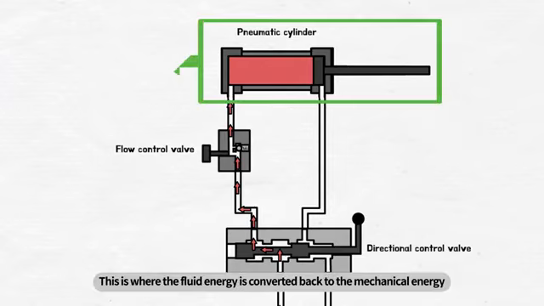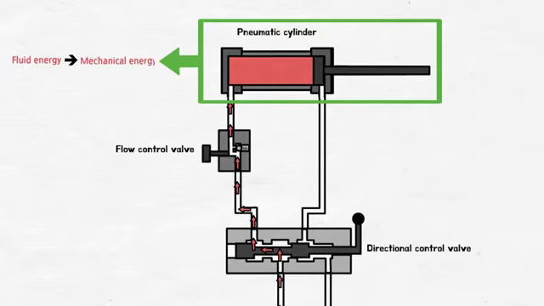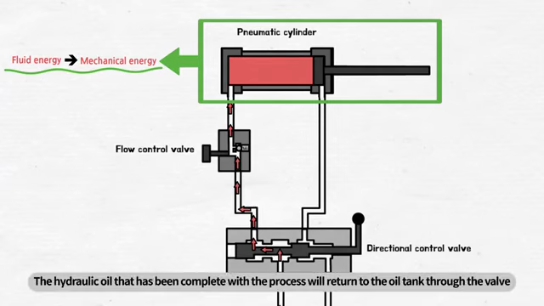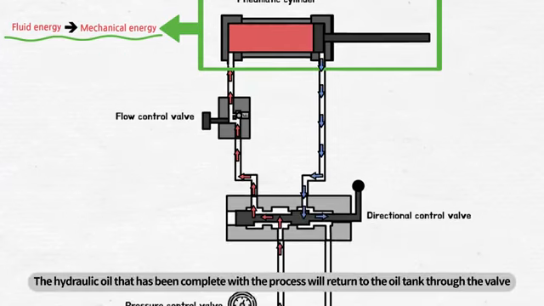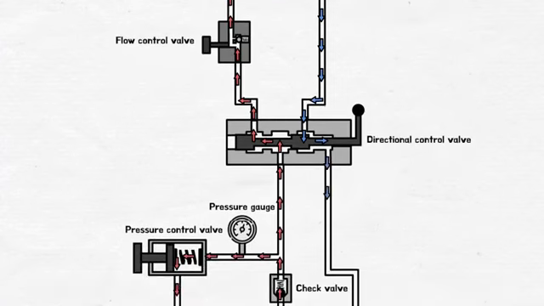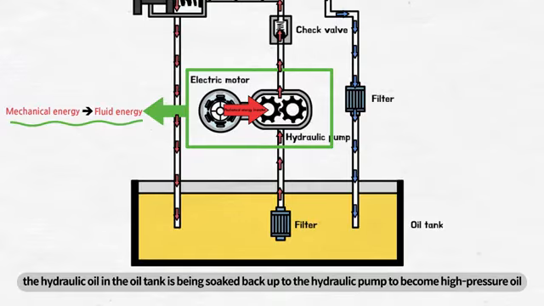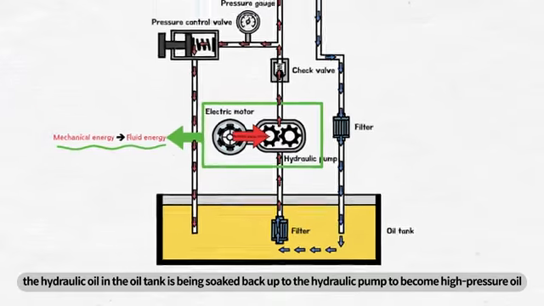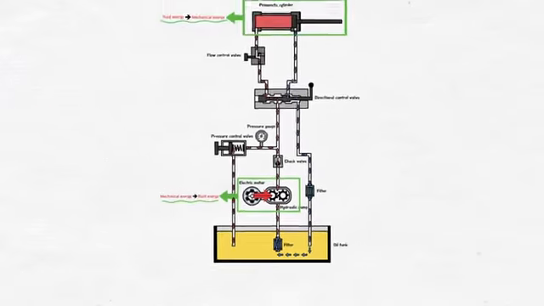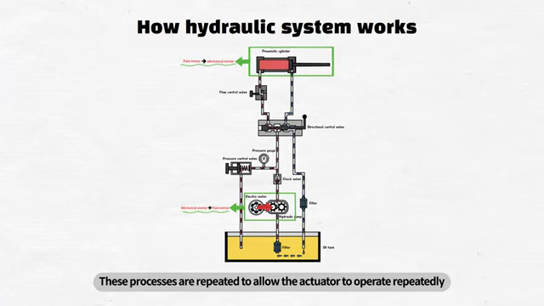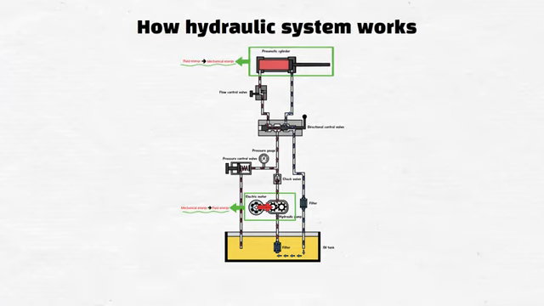This is where the fluid energy is converted back to the mechanical energy. The hydraulic oil that has completed the process will return to the oil tank through the valve. Then, the hydraulic oil in the oil tank is soaked back up to the hydraulic pump to become high-pressure oil. These processes are repeated to allow the actuator to operate repeatedly.